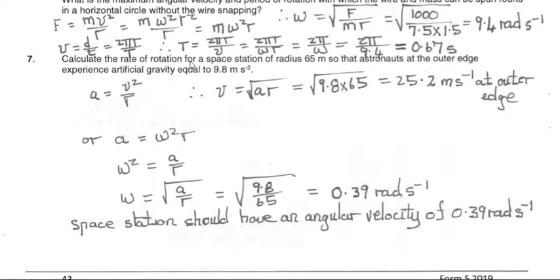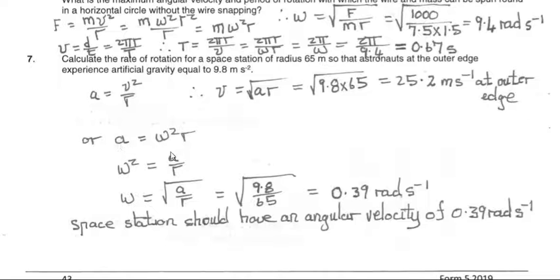Calculate the rate of rotation for a space station of radius 65 metres so that astronauts at the outer edge experience artificial gravity equal to 9.8 metres per second squared. a equals v squared over r, therefore v equals the square root of ar equals the square root of 9.8 times 65 equals 25.2 metres per second at the outer edge.